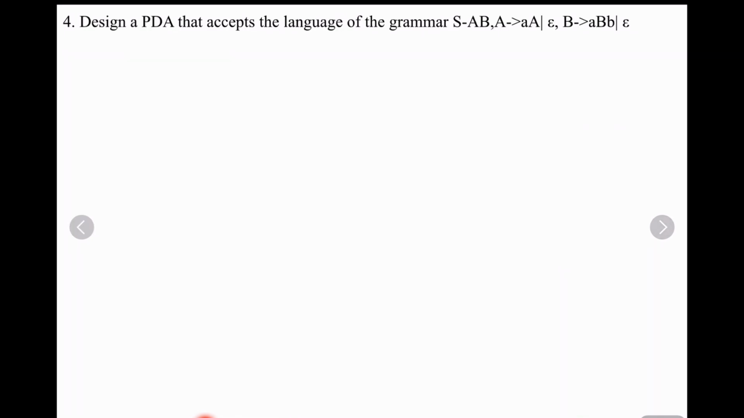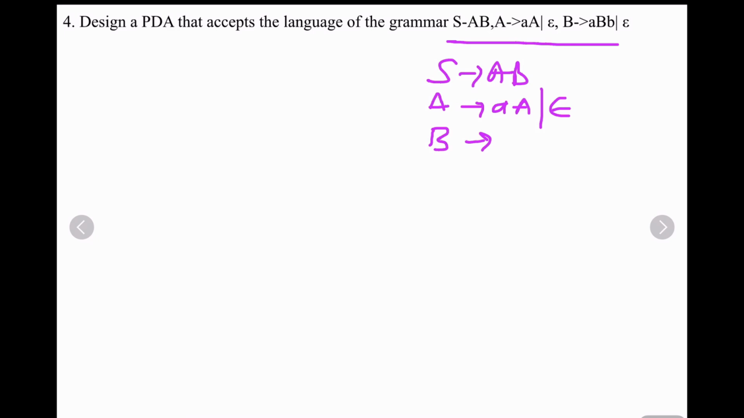Guys, please understand this problem. There are multiple productions here, right? One is S gives AB. Another is A gives aA or epsilon. There are two rules on B as well, B gives bB or epsilon. So this is the given production. Obviously, this production is not in GNF form, and you need not convert it into GNF. Directly you can start converting by the technique of acceptance by empty stack.